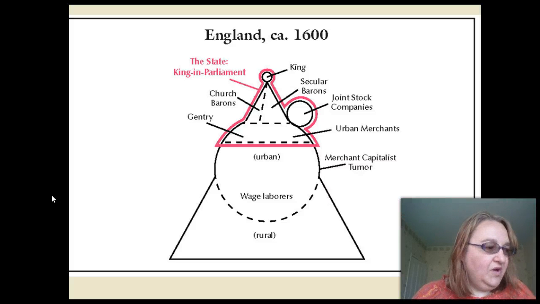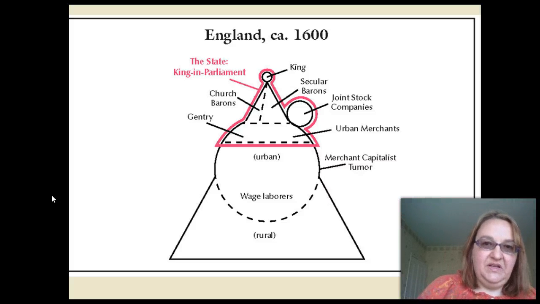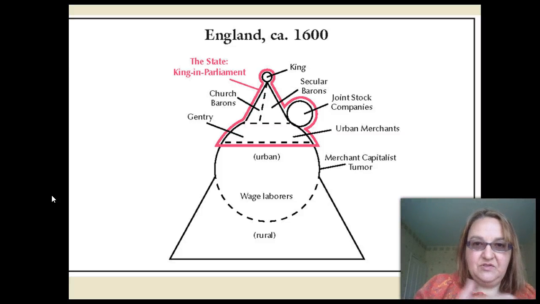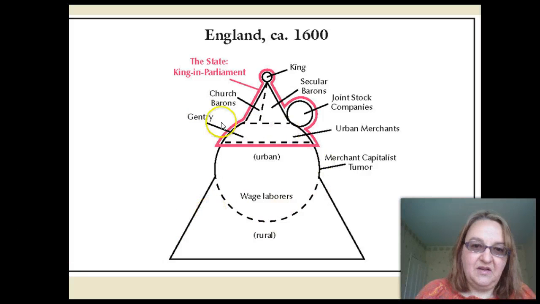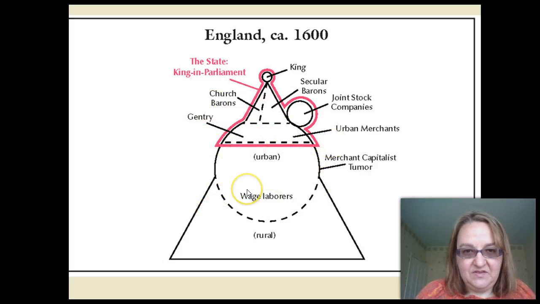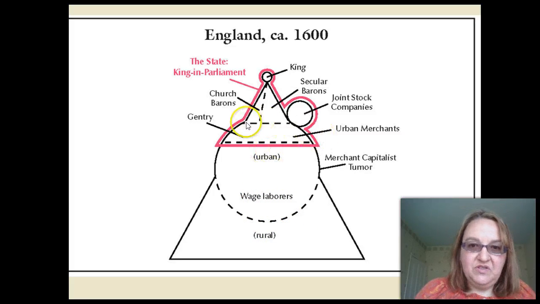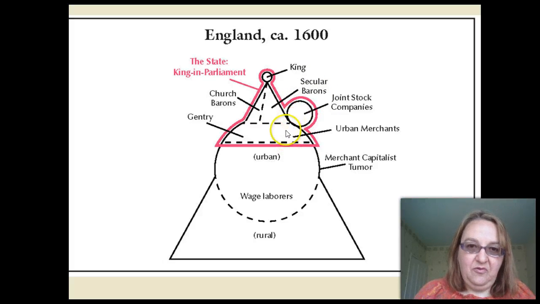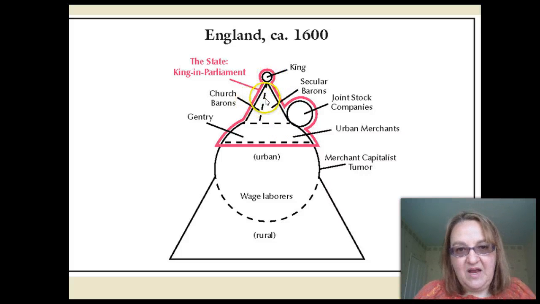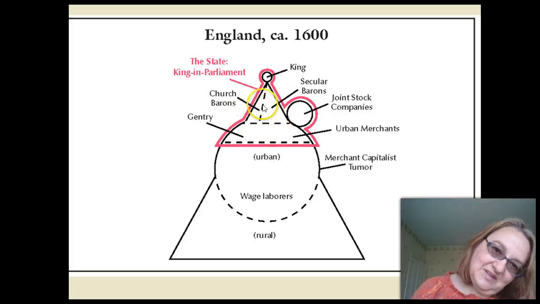Okay, so we're going to look now at how England changes between the beginning of the 17th century and the middle of the 18th century. So we can see we have this blob, this cancer has grown. The rural is still there, but we're getting urban wage labourers, urban merchants mixing with the gentry, the lower nobility. We have this blob off the side of joint stock companies, which are partially paid for by the state and partially by the urban merchants who buy into the joint stock companies. At the very top, there's still the king, there's still church barons and secular barons, but these are slowly sliding into each other.